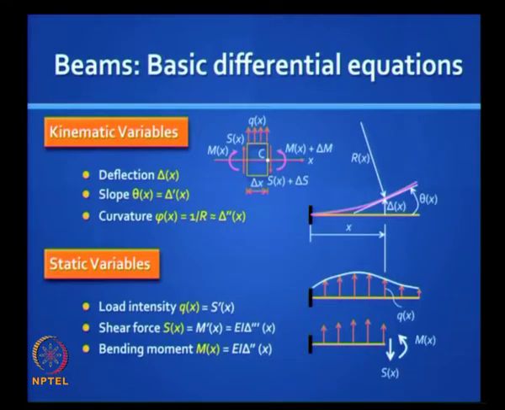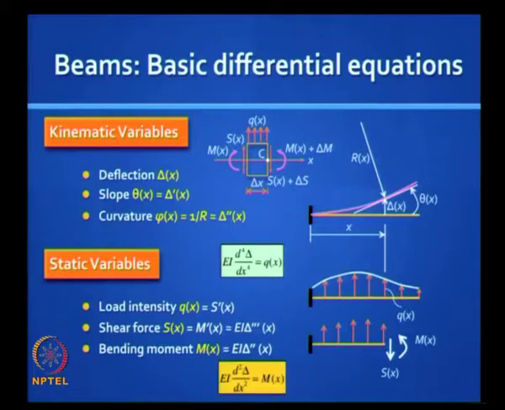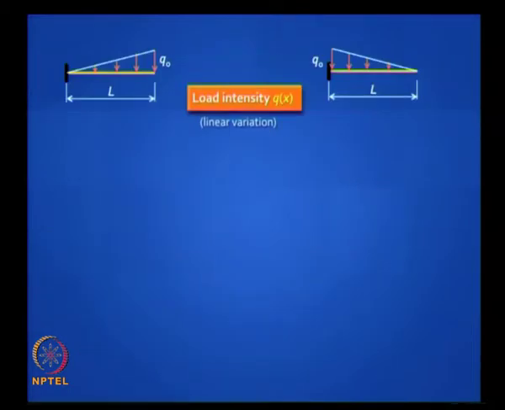So you can show that the shear force is EI into delta triple dash, and therefore Q is EI into the fourth derivative of the deflection. So if someone asks you what is the basic differential equation for a beam, you can either choose to explain it this way: EI into fourth derivative of the deflection is the load intensity, or you could say EI into the curvature is bending moment. Both are correct.